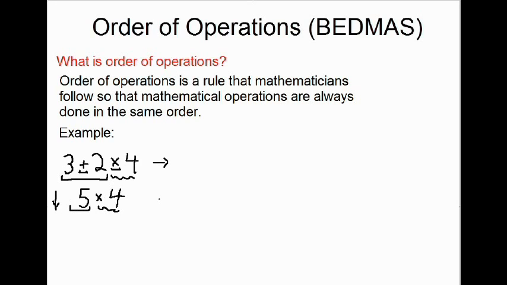So again, you might say, well, I'm going to start on the left and just work my way to the right. So now we have 5 times 4, which is 20. So that's one possible answer to this question.